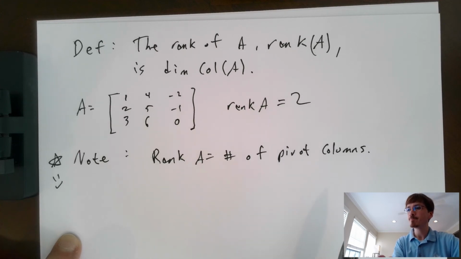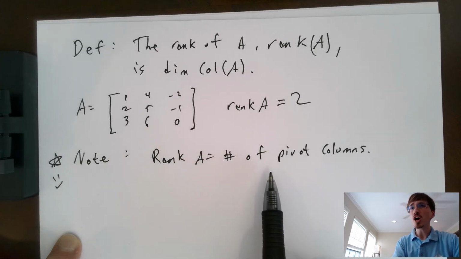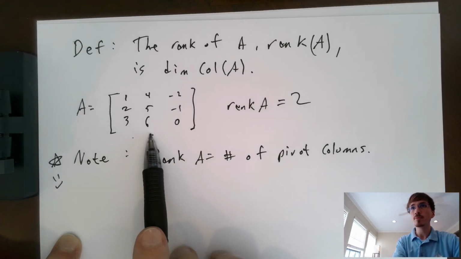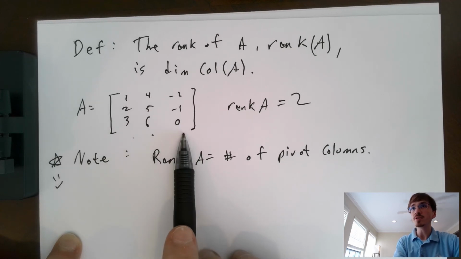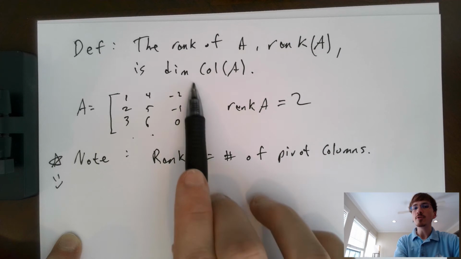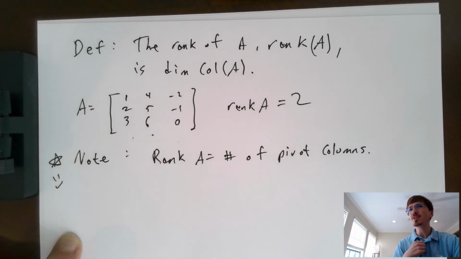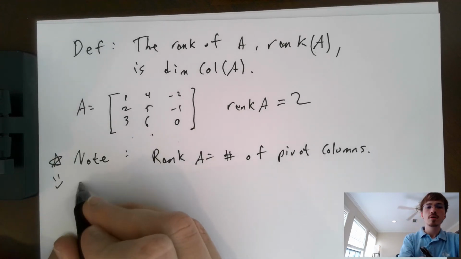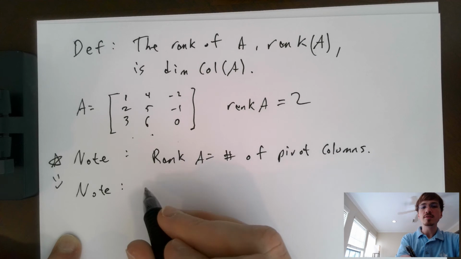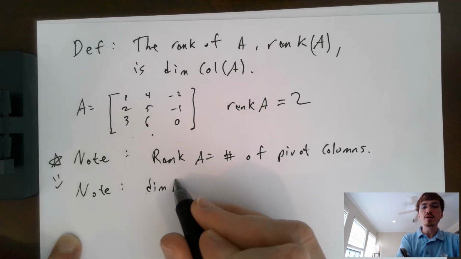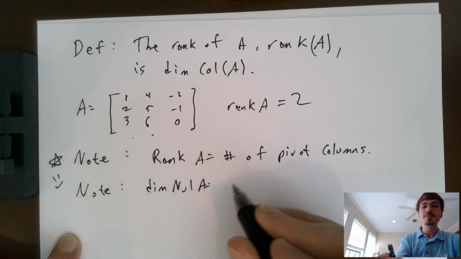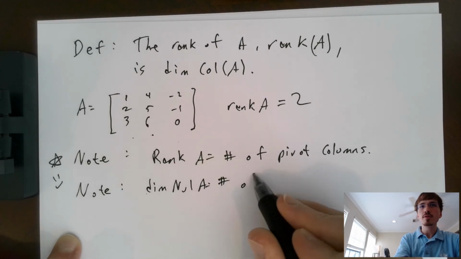But remember, every column of A either is a pivot column, so it corresponds to a basic variable, or it corresponds to a free variable. And remember, what did we use the free variables for? That helped us get a basis for the null space, right? So that helps us with the following idea. The dimension of the null space of A is the number of free variables.